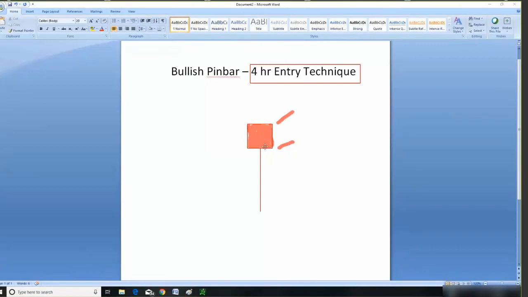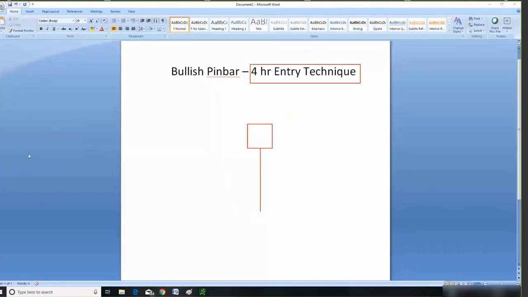It's not about the color of the body. It's about the wick. Is this wick three-quarters of this body? In this case, it is. And since it's got this long wick from the bottom, this means that sellers drove the price down and buyers pushed it back up. That is a bullish sign. So when we see this on the daily time frame, here are our 4-hour entry techniques.